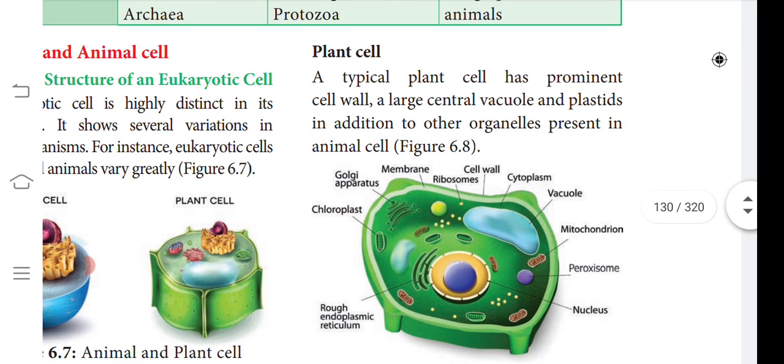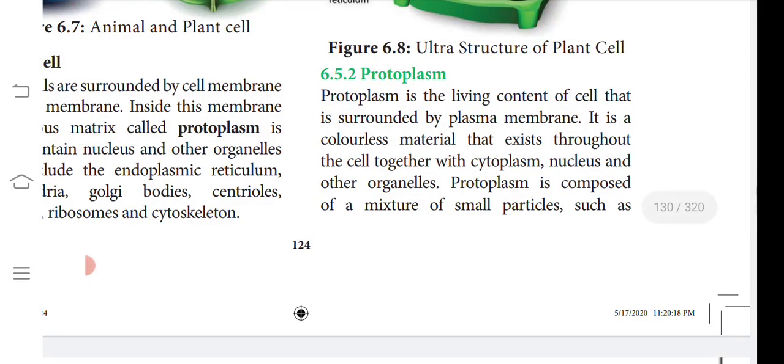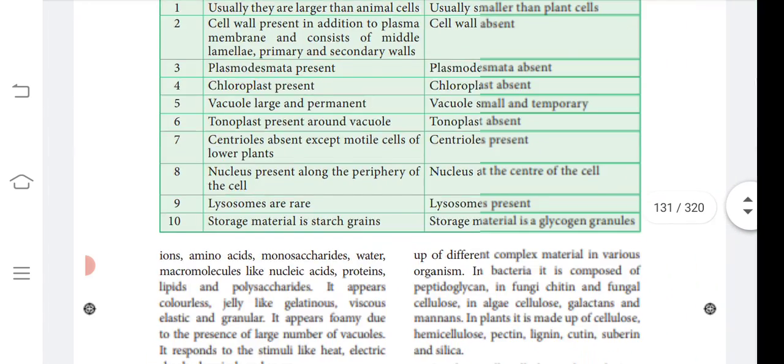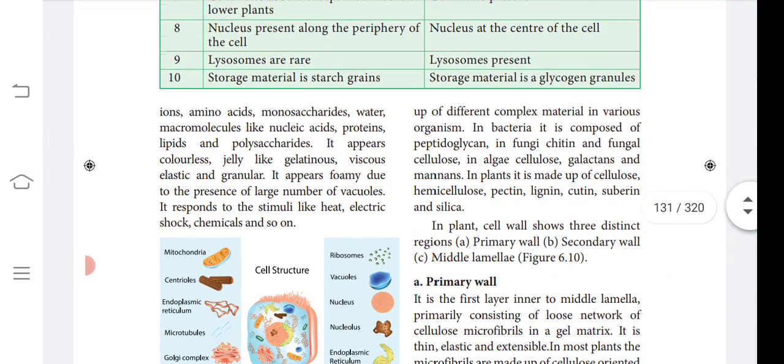Here you have the presence of the plant cell. A typical plant cell has prominent cell wall, clearly visible, and it has got the large vacuole and plastids are nothing but the chloroplast. So protoplasm is a living content of the cell, and it is surrounded by the plasma membrane. It is a colorless liquid material existing throughout the cell. So this cytoplasm and nucleus together only constitute the protoplasm, and it is composed of the small particles and then the liquid material. Okay, difference between plant cell and animal cell is given.